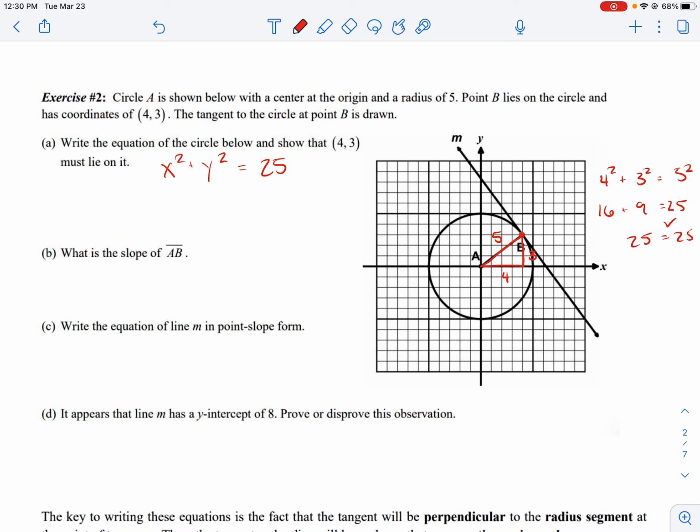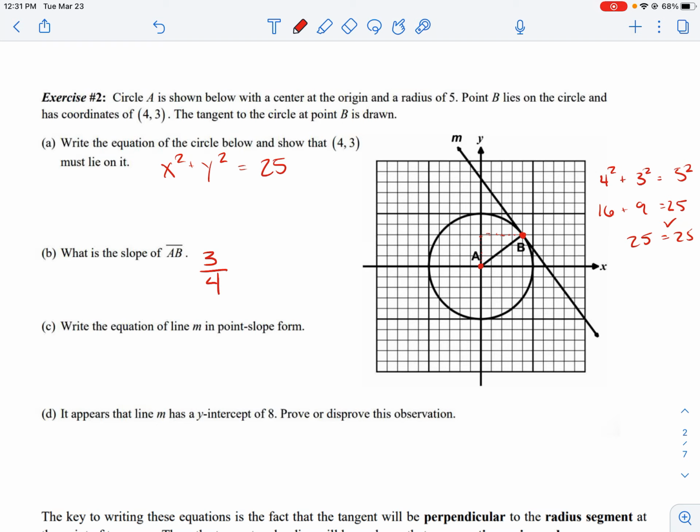Then it asks, what is the slope of AB? We could find that out real quick. We could either use the slope formula, or let's just count up from A to B. I'm going to go up 3 over 4. So our slope is up 3 over 4. Then: write the equation of line M in point-slope form.